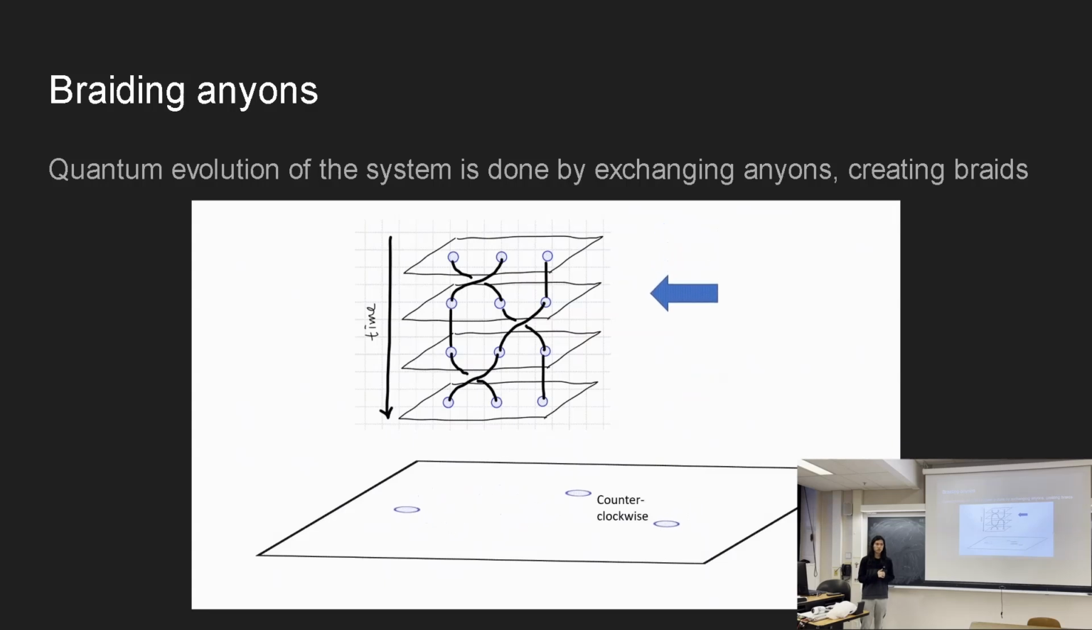I'll go into more details about how exactly that works later. But as you can see in this animation, you are exchanging the particles counterclockwise twice, but the end result is this braid. It's not like you've done nothing by doing two counterclockwise exchanges.